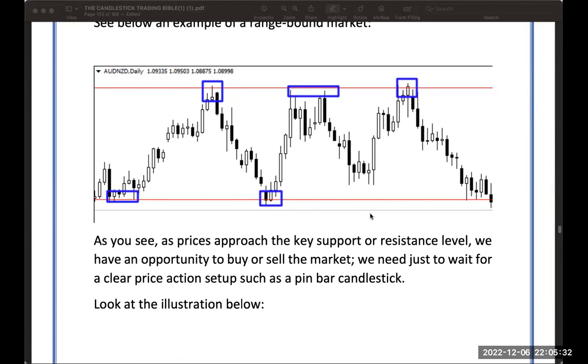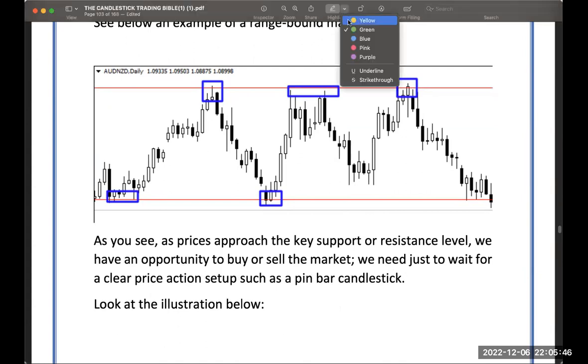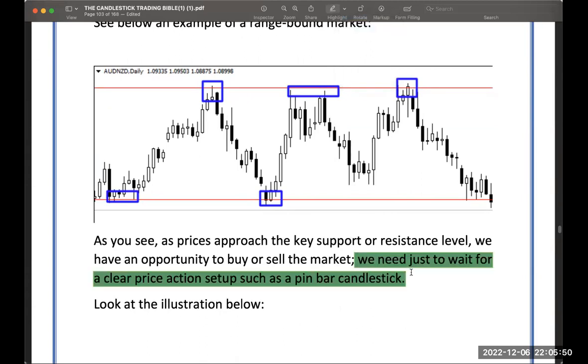As you see, as price approaches the key support and resistance level, we have an opportunity to buy or sell the market. We need to just wait for a clear price action setup such as a pin bar candlestick. Look at the illustration below. Okay, so I just want to highlight this. We need to just wait for clear price action. All right.